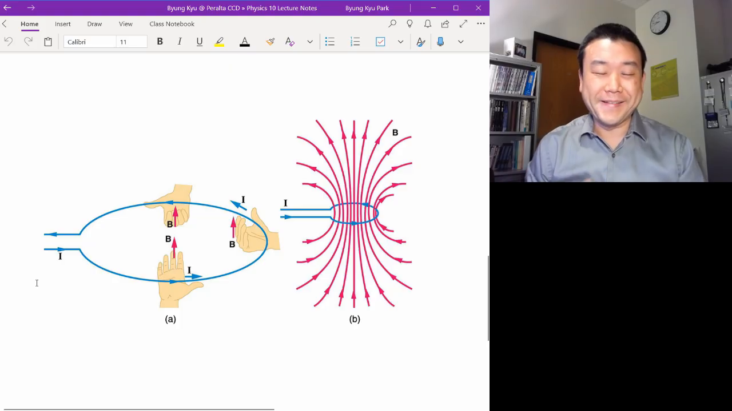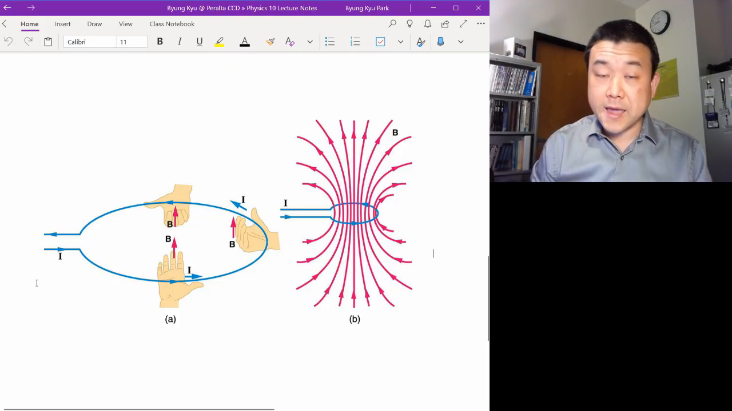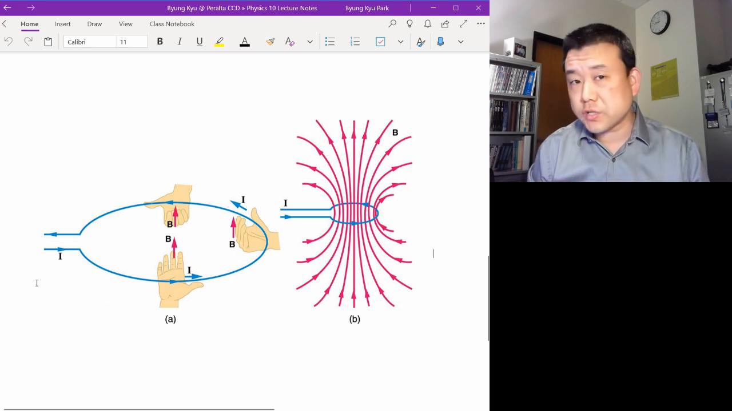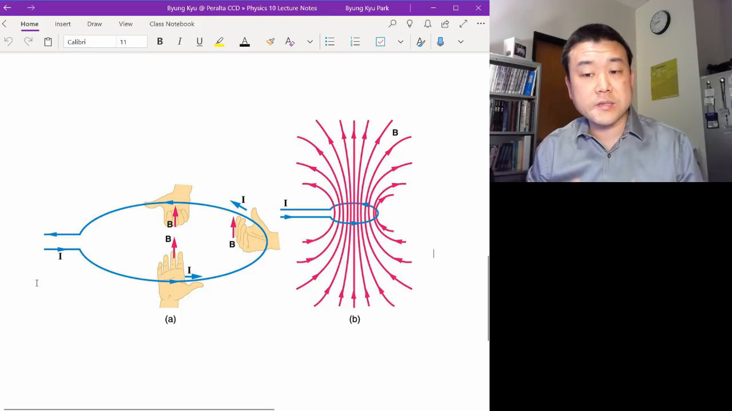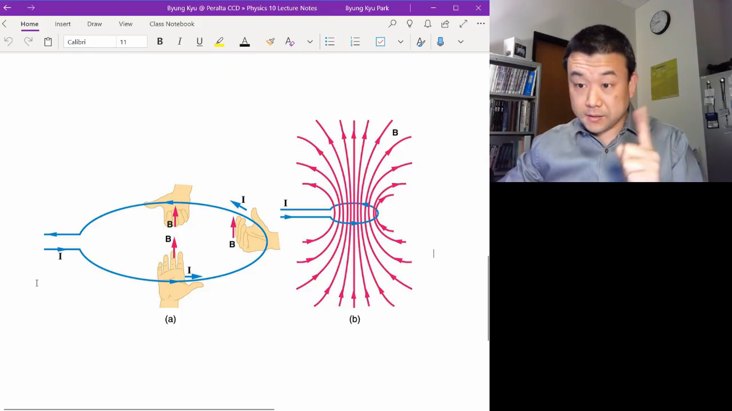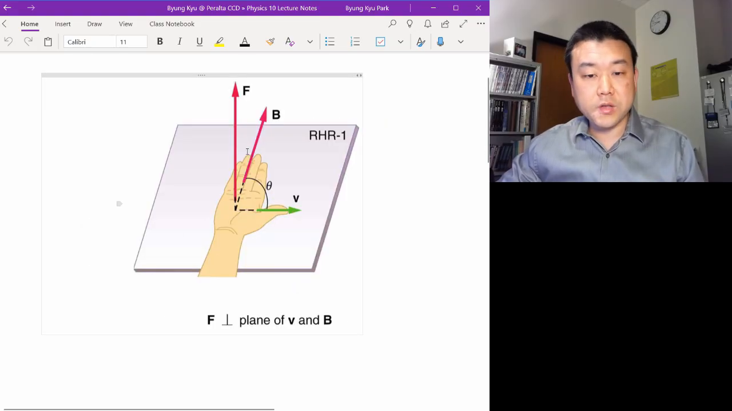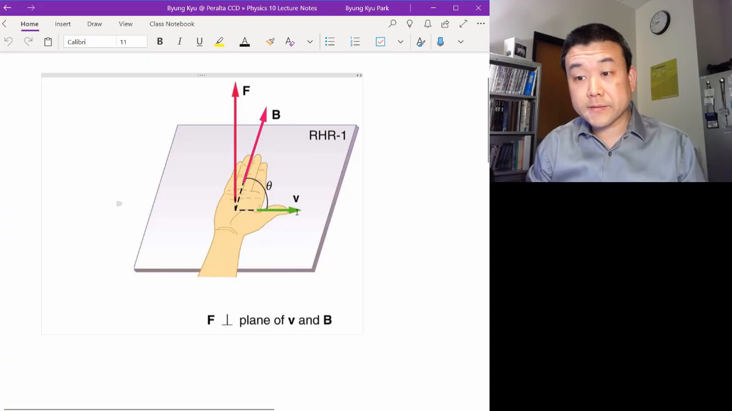For the purpose of our class, Physics 10, you will see in your homework that this right-hand rule is not hugely emphasized. It's because it's complicated. We really stop at the conceptual level: when you look at magnetic force, for example, the magnetic force is perpendicular to both the magnetic field and the velocity of the charged particle. That's the main point that I want you to get.